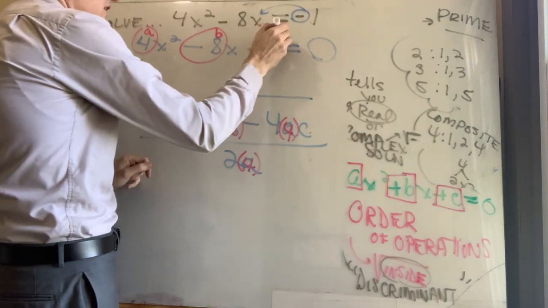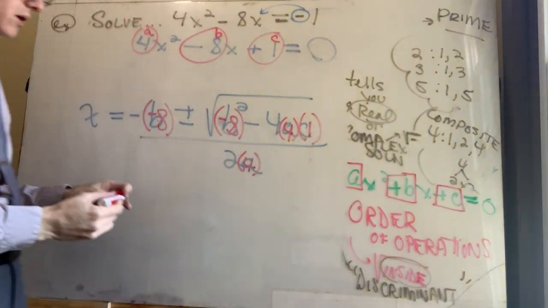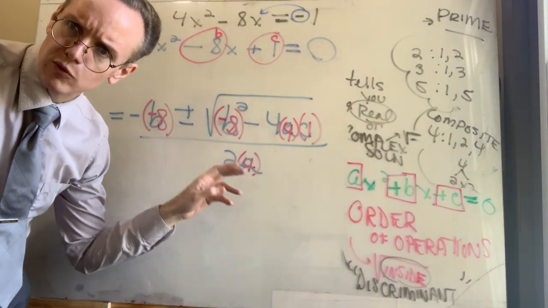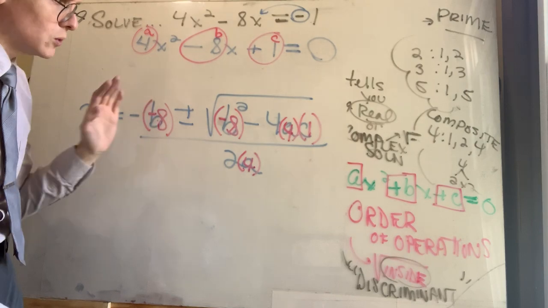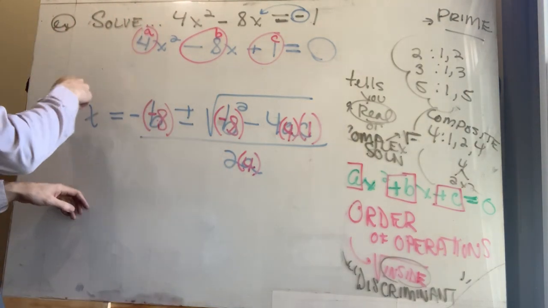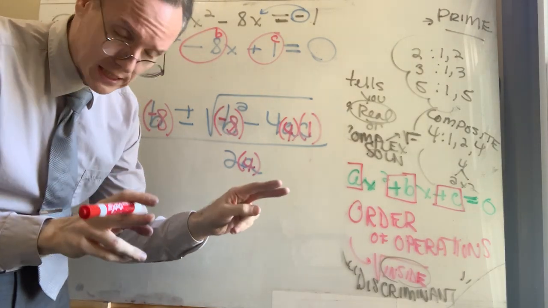And then this C is just regular 1. I'm going to stick a 1 here. Okay. Because we've filled in all of the letters, the variables, with numbers, it's no longer an algebra problem, really, right? We're not going to be dragging anything over the equal sign, right? So it's purely arithmetic. We're going to simplify, right?